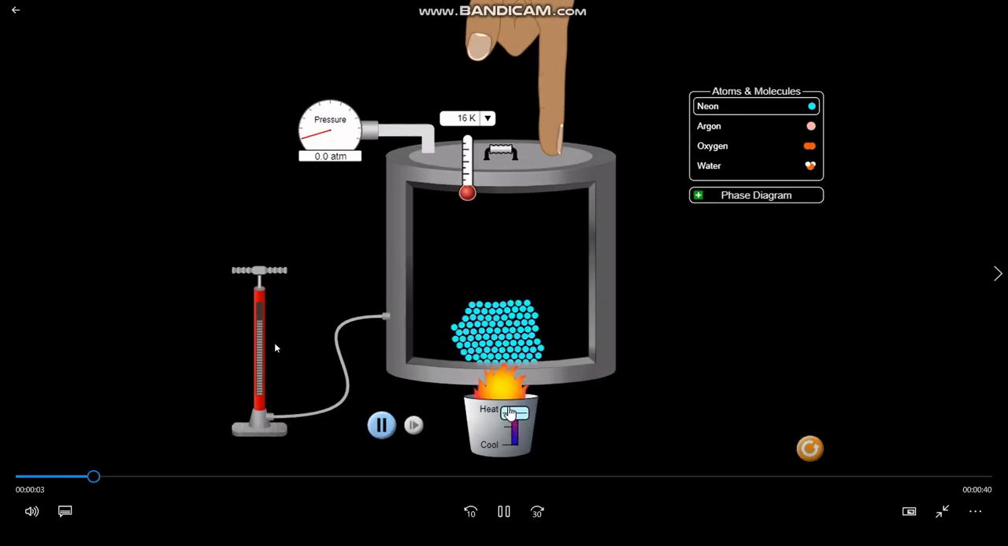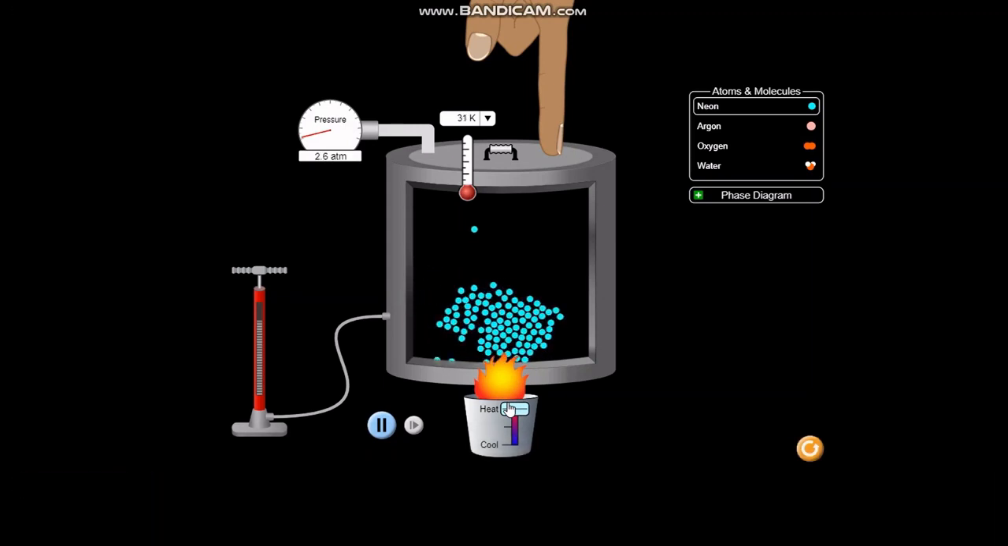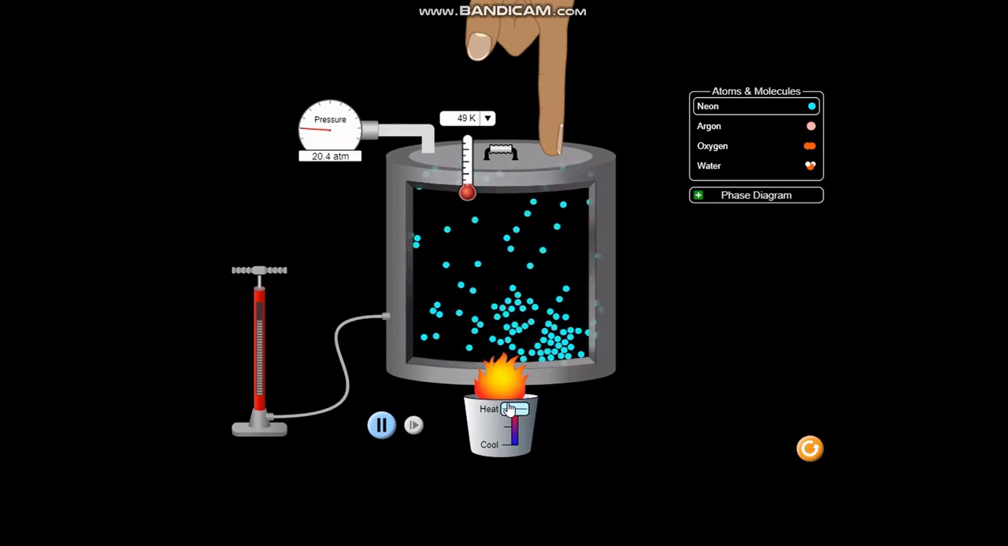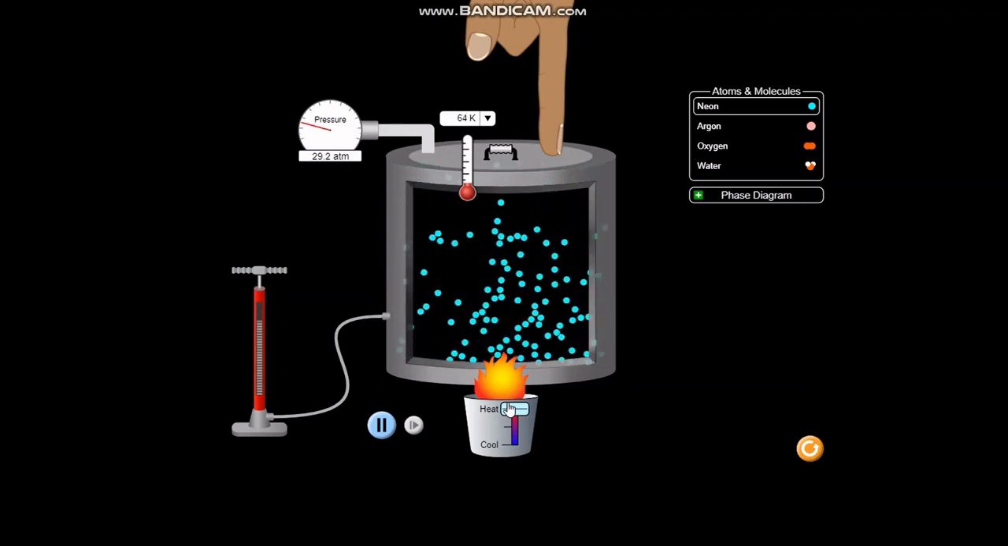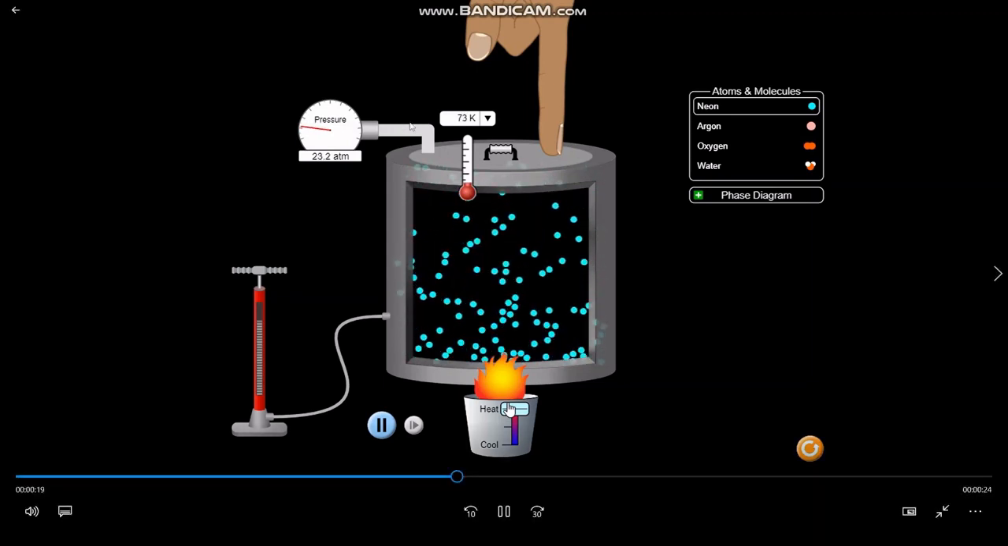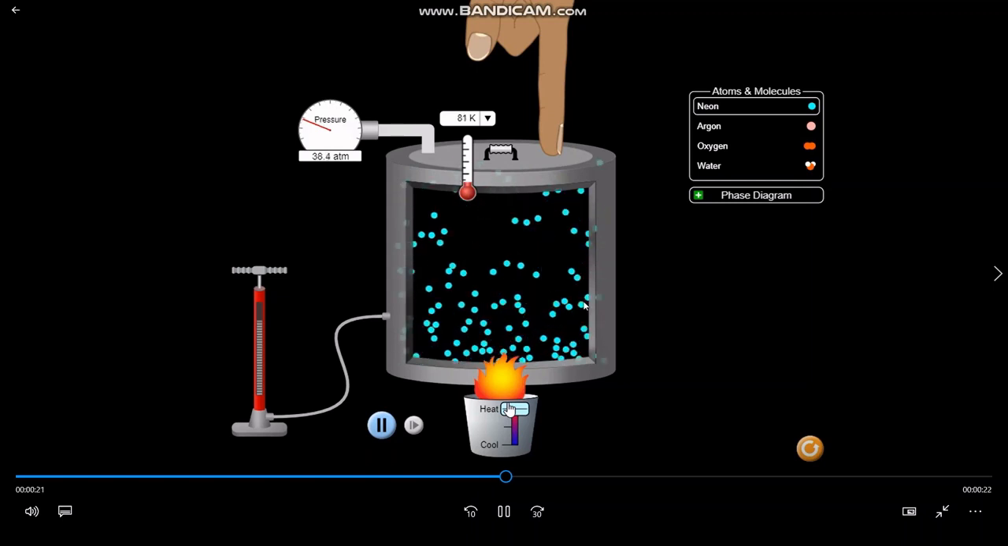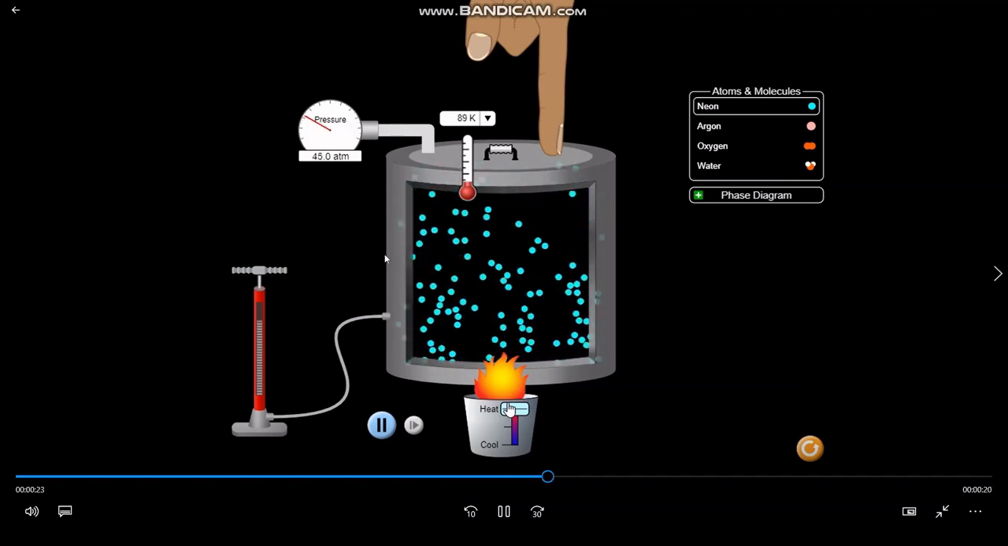Over here we can see that right now it's a solid. When we start providing heat to it, the particles are starting to move around. They're moving away from each other. As more and more heat is provided, the temperature over here is increasing and the kinetic energy of the particles is also increasing.